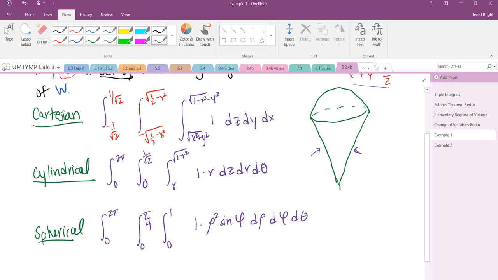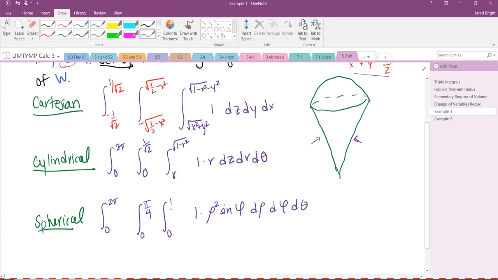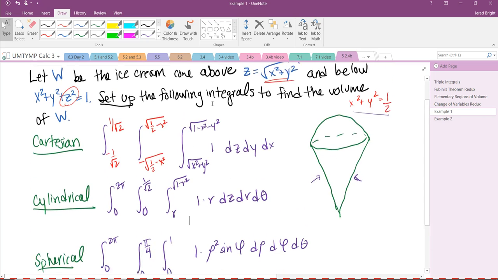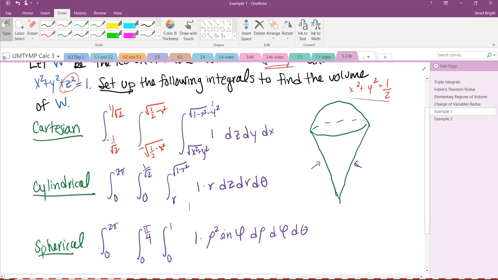Okay, so again, just a quick example of doing this in different coordinate systems, and then I guess thinking about which one you might want to use if it isn't specified. Alright, so in the next video we'll do one more example and then we'll be done.